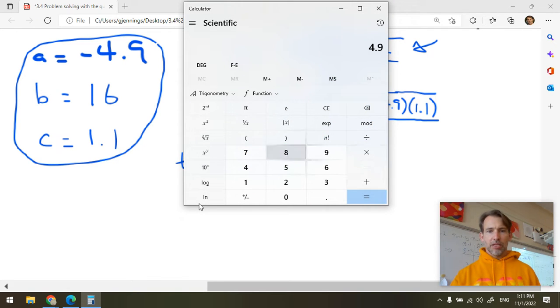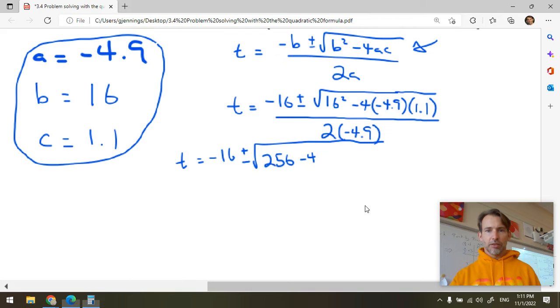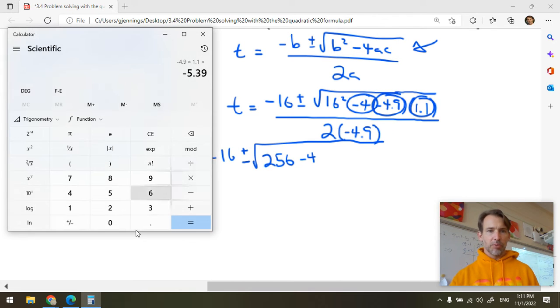4.9, but it's negative. So there's my negative button. Times 1.1 times, just to be clear, negative 4 here. Negative 4 times negative 4.9 times 1.1. So I'm going to multiply by 4, but it's negative. That will give me 21.56.